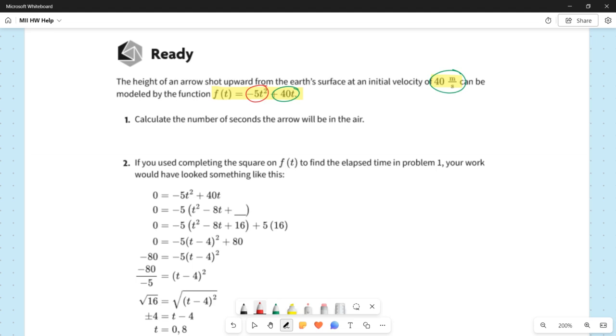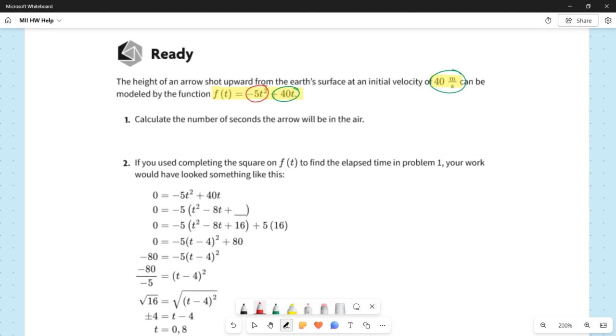So the two things that are factoring into the path of this arrow is that you have your initial velocity, so that's plus 40t, it's going up. And then the force due to gravity is negative because the gravity is pulling it down, so it's negative 5t squared. That's where that equation comes from.